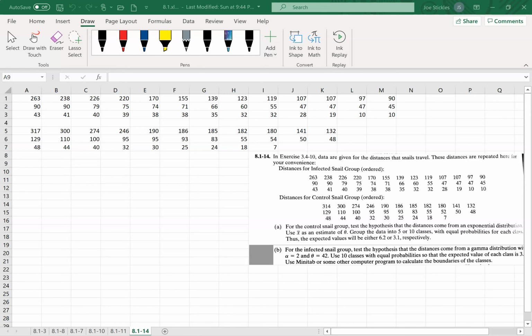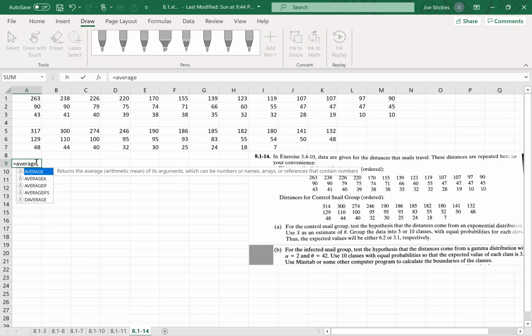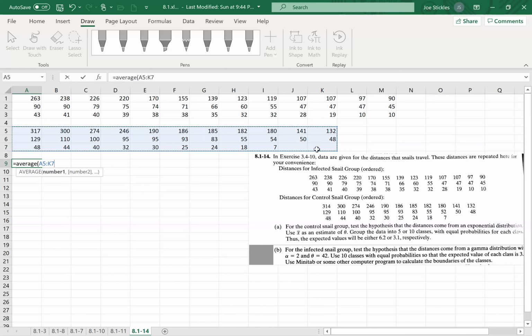Okay, so the first part A says we want to look at the control snail group. So that's the second data set here that I have, so rows 5 through 7, and see whether or not it comes from an exponential distribution. It asks us to use the mean as an estimate for theta. All right, so let's do that first. Let's take the average of that data set.